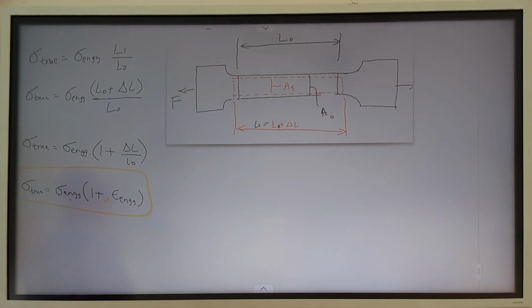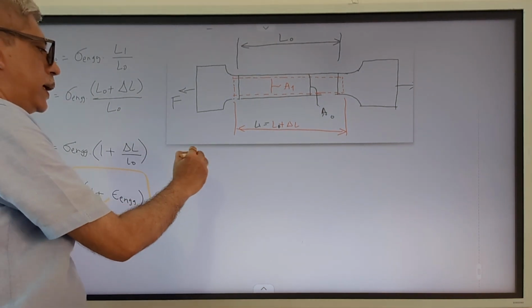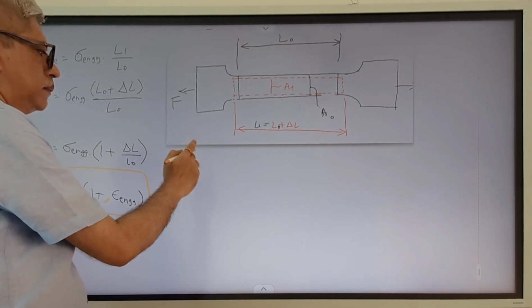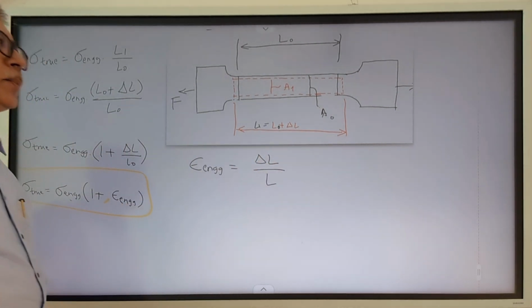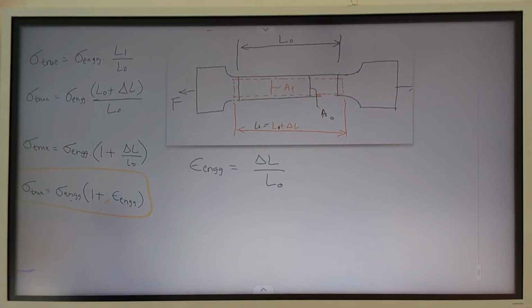Now the concept of true strain is somewhat more complicated. Engineering strain is the total elongation, whatever is delta L, divided by the original length. So engineering strain is defined as the change in length divided by original length, that is L naught. So that is the definition of engineering strain. For true strain, we have to consider the instantaneous length of the specimen at any moment.